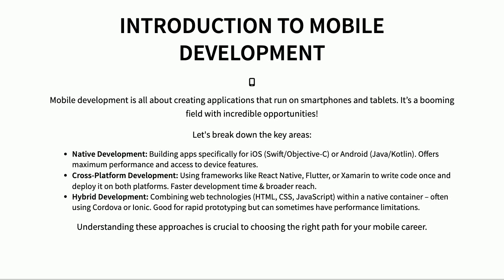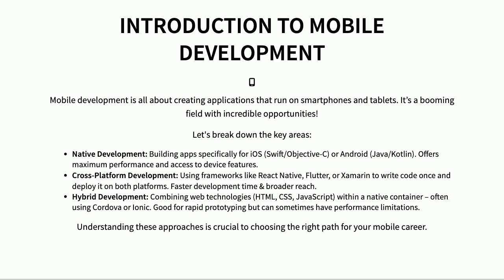First, you can go the native route, which means writing code specifically for either iOS using Swift or Objective-C, or for Android with Java or Kotlin. This gives you really great performance and lets you directly access all the features of the device. Then there are cross-platform development tools like React Native, Flutter, or Xamarin that let you write your code once and have it run on both iOS and Android, which can save a lot of time and effort.